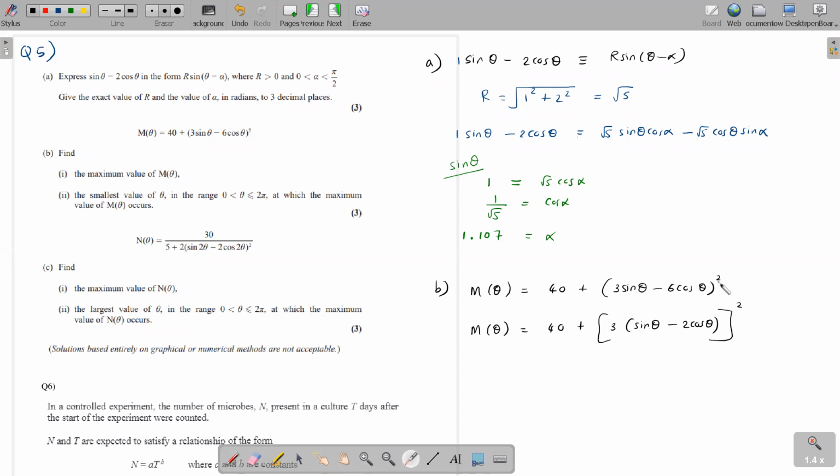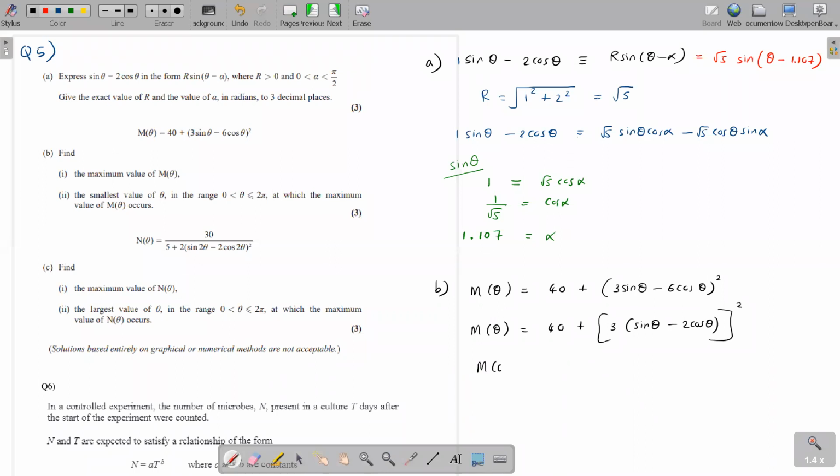So from inside the square bracket, I took a 3 out, because 3 is common to both of them. Taking it out gives 3 times sine theta minus 2 cos theta, and outside the bracket, it's a whole thing squared. And sine theta minus 2 cos theta is equal to r sine (theta minus alpha). So we found r is root 5 and alpha is 1.107. Is that okay? Yes, teacher.